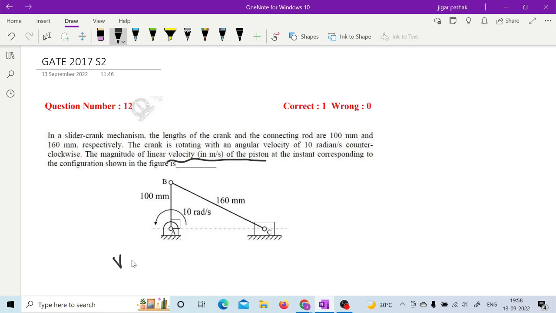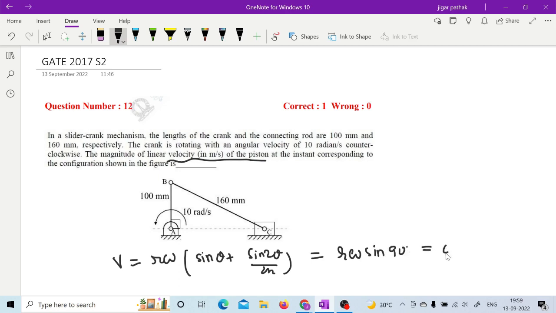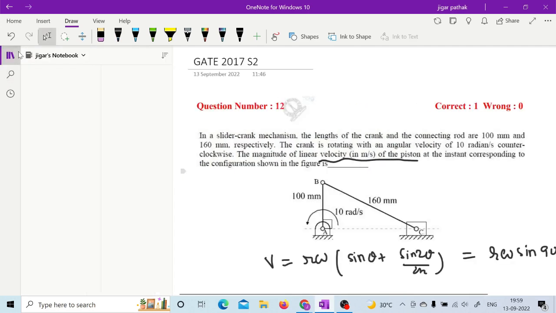Correct, definitely. So the equation which we have derived, you can write that equation: r omega sin theta plus r omega sin 2 theta by 2n, right? So sin 2 theta by 2n will be equal to 0 because here sin 180 will be there. So you will be left with r omega sin theta, and sin theta is 90. So r omega only. R is 0.1 meter and omega is given as 10. So you will have 1 meter per second. So is it clear? Yes, sir. Okay, so let us go to the next one.